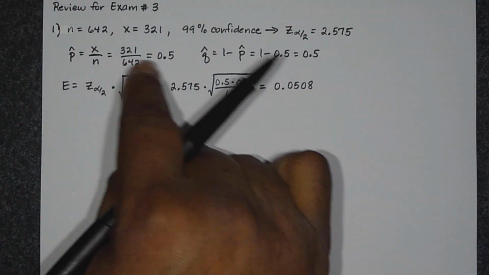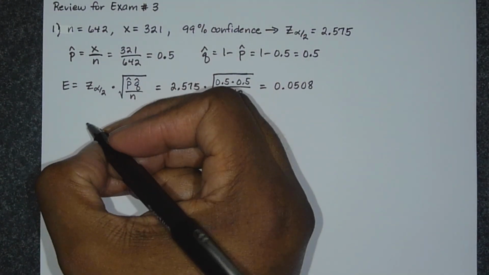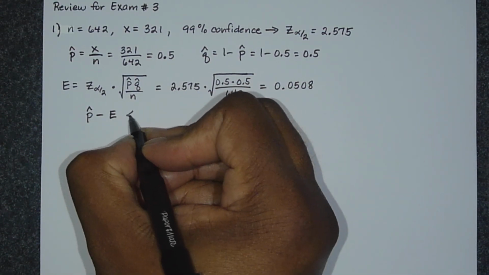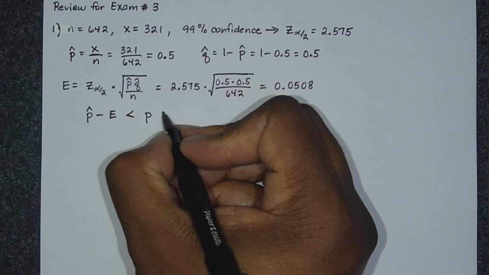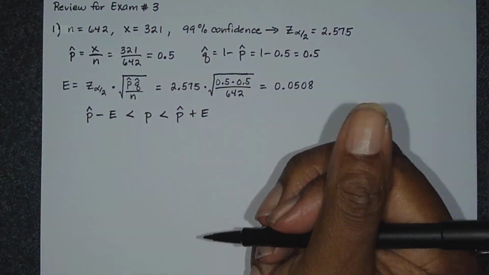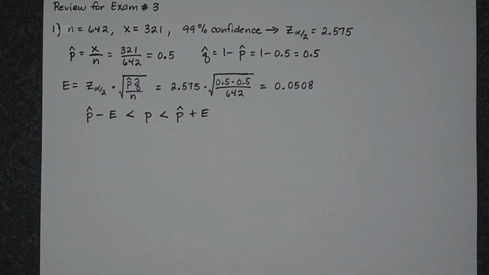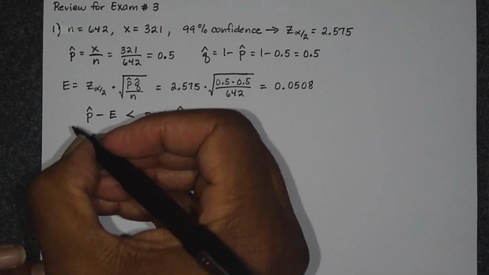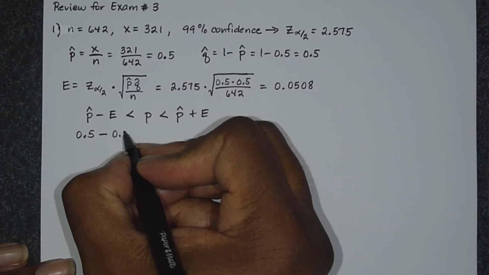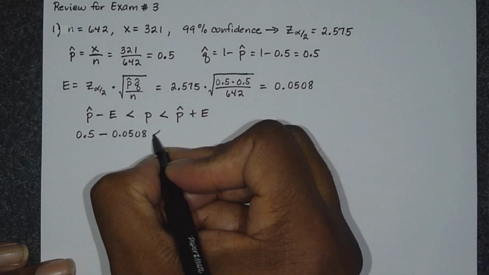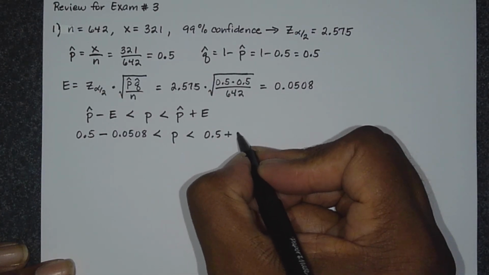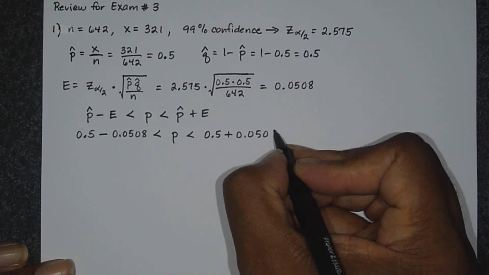Now, since I have the margin of error and I have what p hat is, I can construct my confidence interval, which is this: p hat minus the margin of error, that's E, is less than p, which is less than p hat plus E. And then just substitute those values in. P hat, we found to be 0.5, minus the margin of error, 0.0508, is less than p, which is less than 0.5 plus 0.0508.